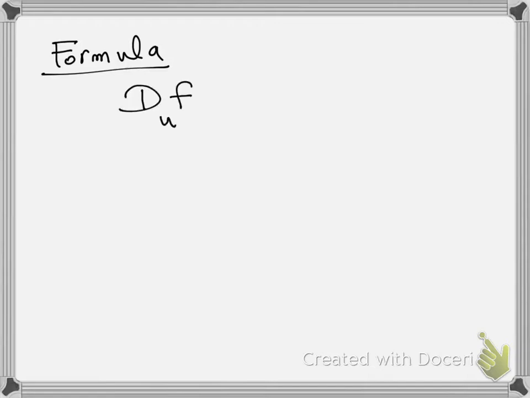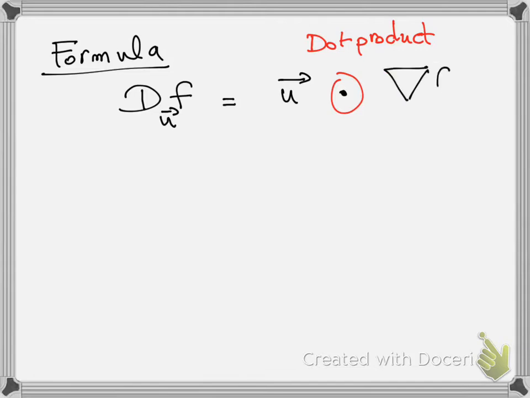Okay, again, you see, guys, with the limit, the computations can be tricky. So there's a formula. Instead of using the limit definition, we can use the following formula. The directional derivative of the function f in the direction of the vector u is equal to the vector u, dot product, with the gradient of f.